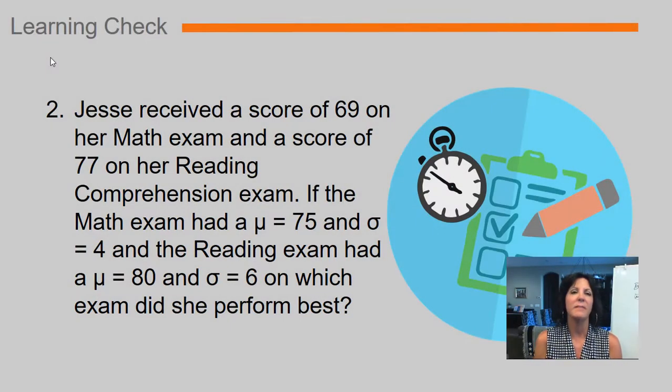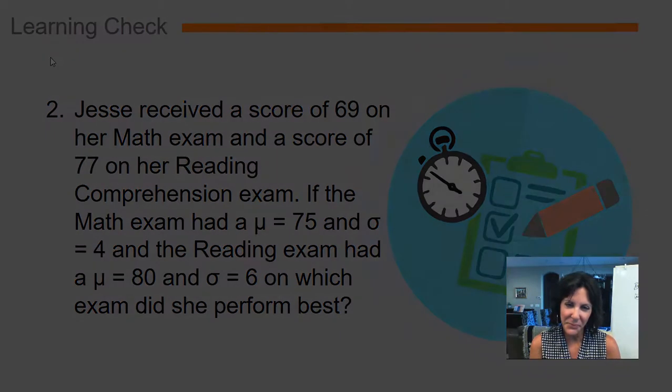Here's our second one. Jessie received a score of 69 on her math exam and a score of 77 on her reading comprehension exam. The math exam had a mean of 75 and a standard deviation of 4, and the reading exam had a mean of 80 and a standard deviation of 6. Again, same question. On which exam did she perform best? Let's work this one out.